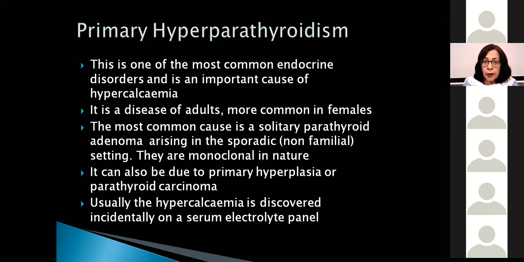The most common cause is a solitary parathyroid adenoma arising in the sporadic setting. It's non-familial. Most commonly, it is due to a single parathyroid adenoma, which occurs sporadically and is monoclonal in nature. Most of the cases are due to this, but it can also be primary hyperplasia or parathyroid carcinoma. Usually the hypercalcemia is discovered incidentally on a serum electrolyte panel.